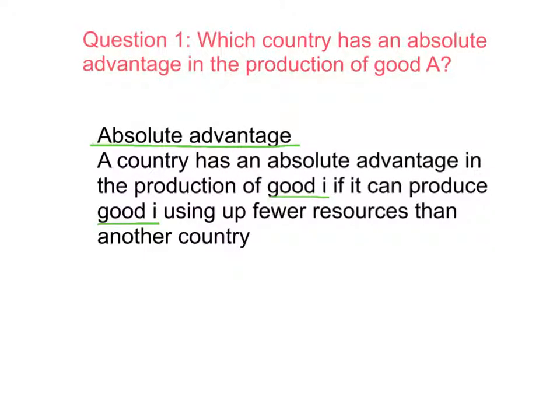Okay, given this setup, the first question is, which country has an absolute advantage in the production of good A? We define absolute advantage as a country that can produce a good using up fewer resources than another country. So the way we would look at it in terms of good A, for example, is that in Sweden it takes 15 workers to produce 1 unit of A, whereas in Korea it takes 30 units of labor to produce 1 unit of A. Clearly, Sweden has an absolute advantage in the production of good A. It takes only 15 resources to produce it in Sweden, where it takes 30 units of resources, labor, in Korea.